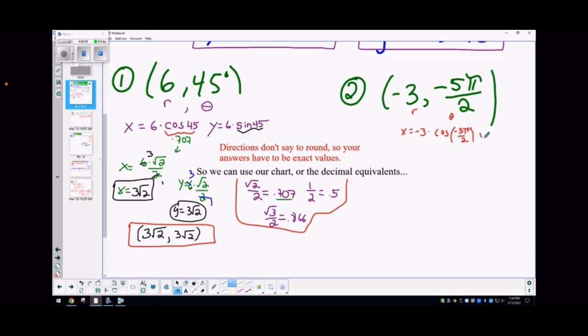Okay, so I plugged it into the cosine, and now I'll do the y value, which is negative 3 times the sine of negative 5 pi over 2. Squeeze that in over there. Sorry about that one.